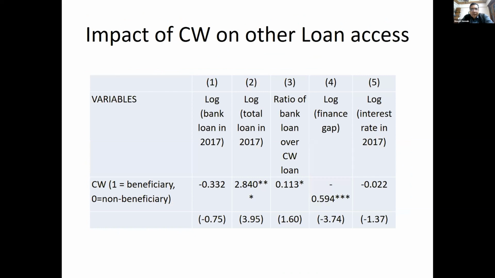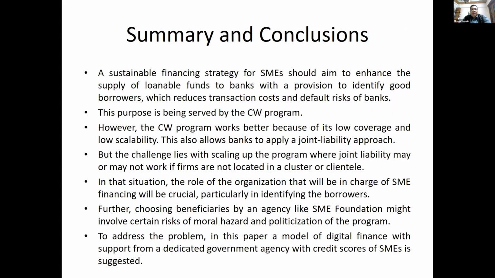That also shows some important findings, that these farms got better access to loans from other sources too, not only banks. So this is the main argument of the paper. We find that the CW program is very successful in terms of increasing sales revenue and others. At the same time, the repayment rate is also high.